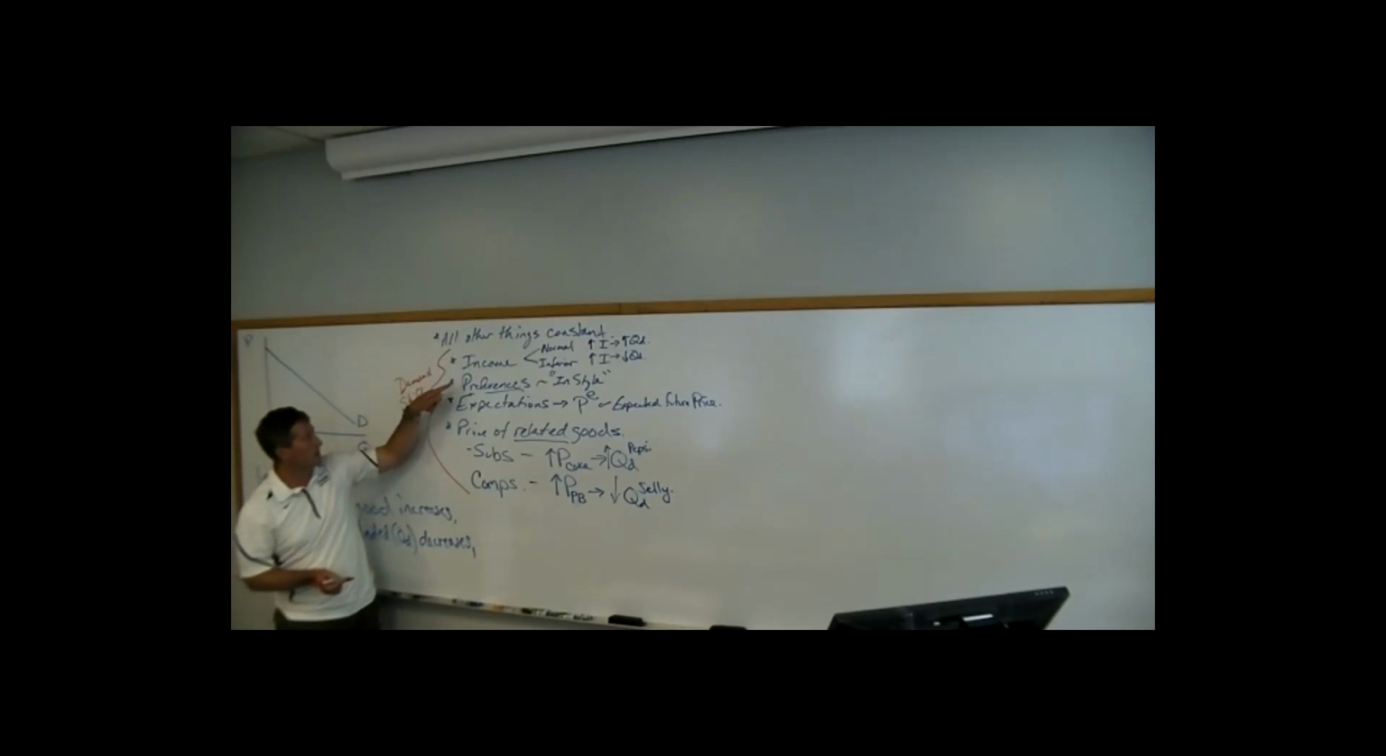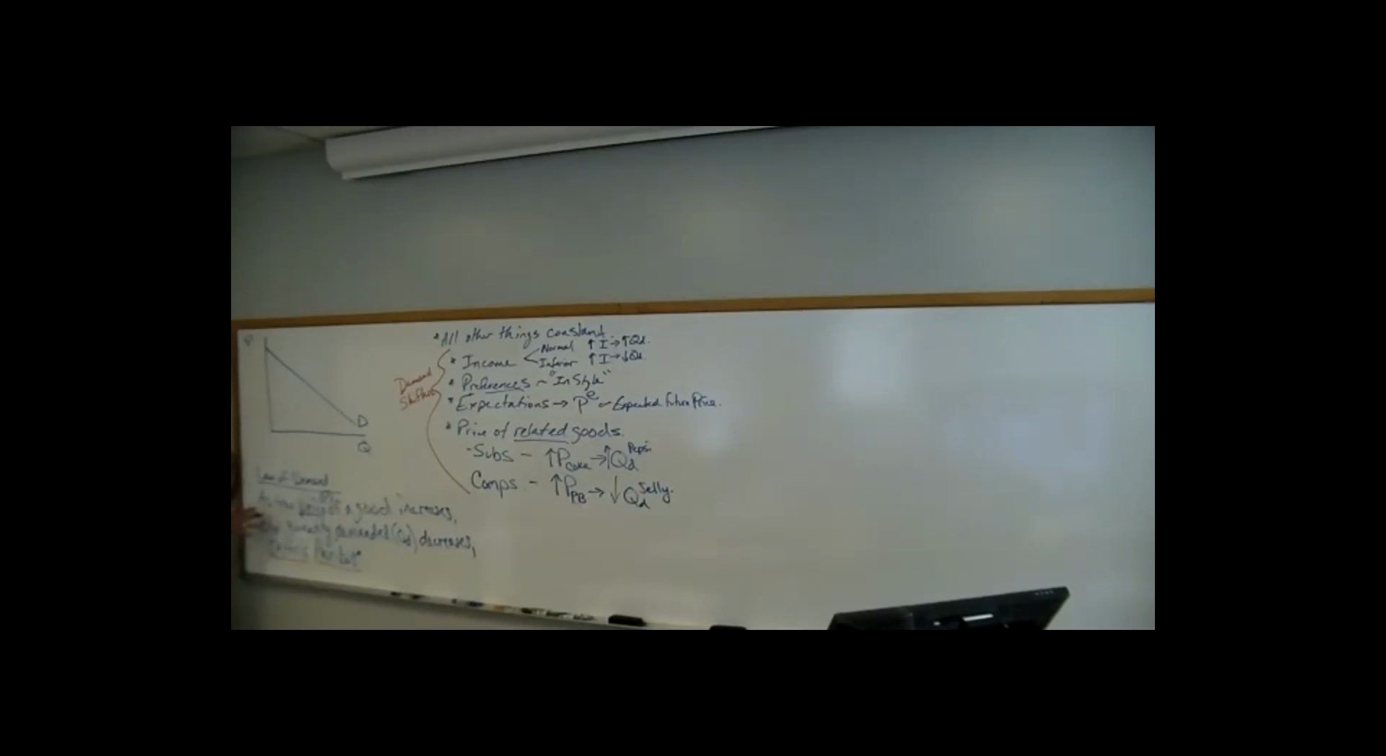Things like what? Things like income, preferences, expectations, price of related goods. Holding all of the things constant, if the price of a good, give me a good, any good. Snickers. If the price of a Snickers bar, what are those running nowadays? $1.60. So at a price of $1.60 at our little Quickie Mart down the road, we're able to sell, well, let's see, if it's just Snickers, we'll just say 10. So 10 bars a day.